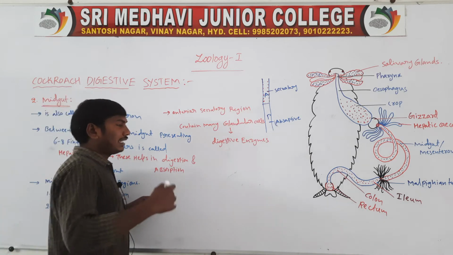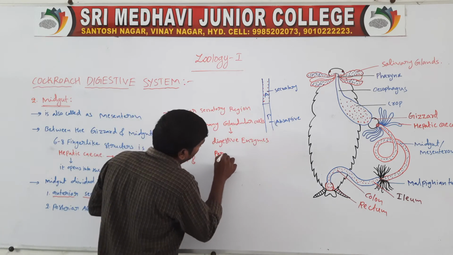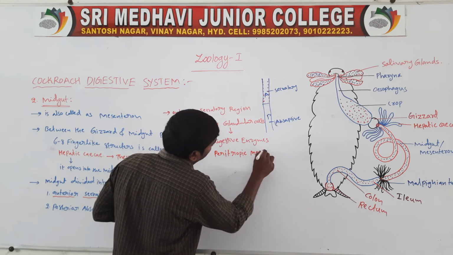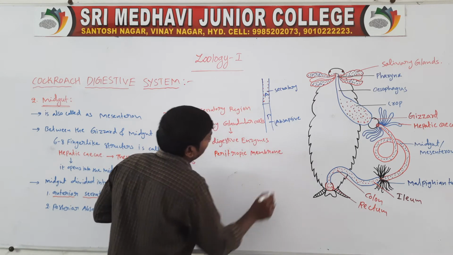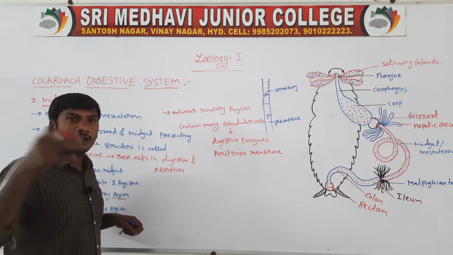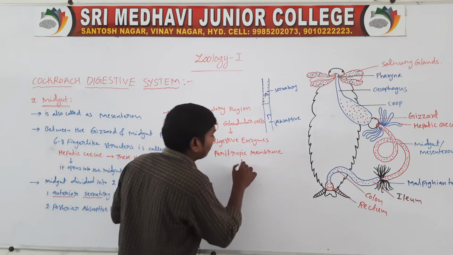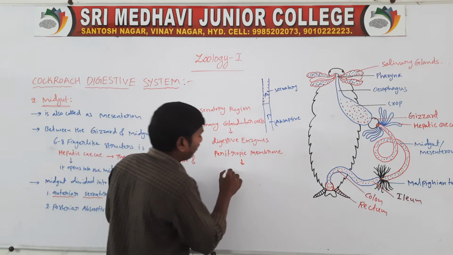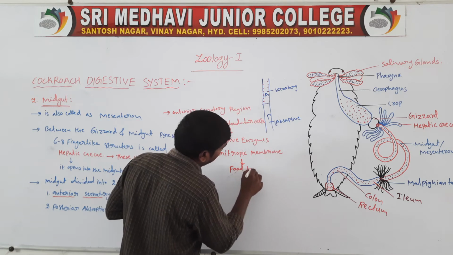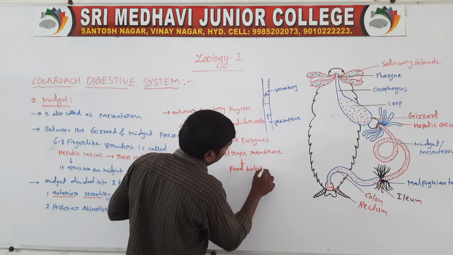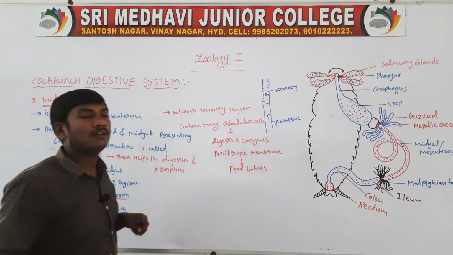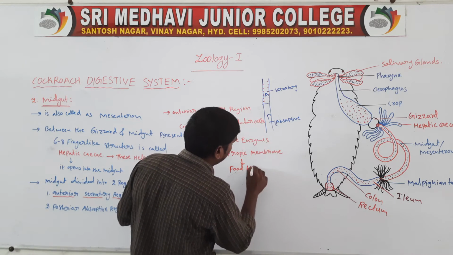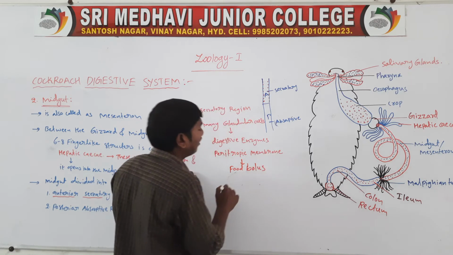They also secrete the peritrophic membrane. The peritrophic membrane surrounds the food materials, leading to the formation of the food bolus.